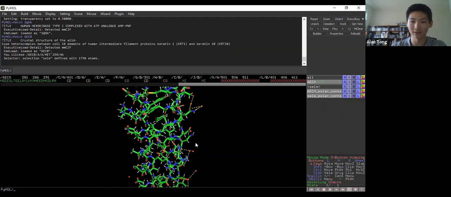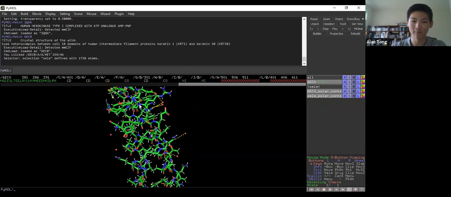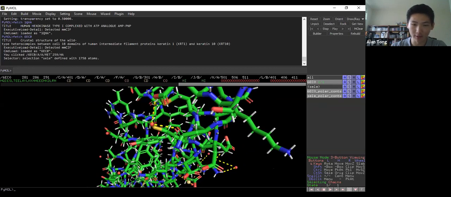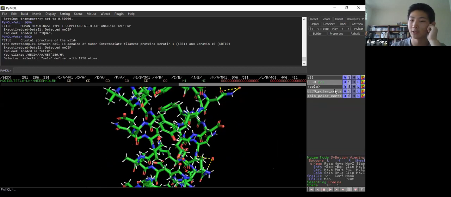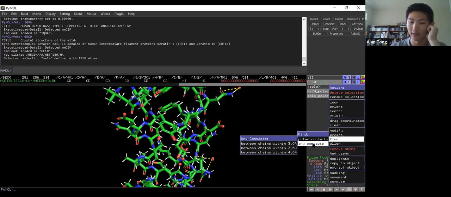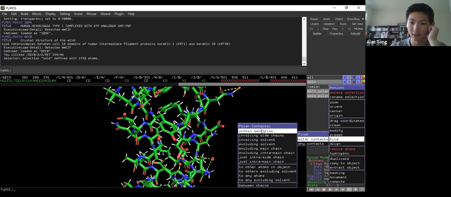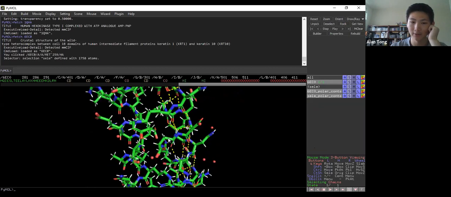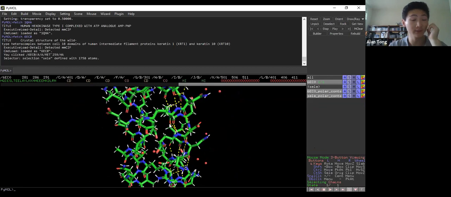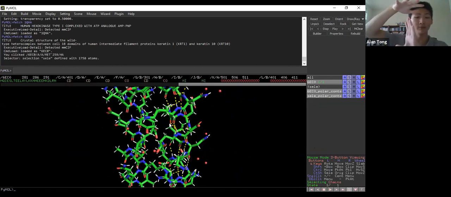Look at that. We can see where all the hydrogen bonds are to the waters, and to other water molecules. And we can also look at it with itself. So find any contacts. Let's say find polar contacts within selection. Right now we can see all the hydrogen bonds between the atoms. And of course, the alpha helix is held together by those hydrogen bonds.